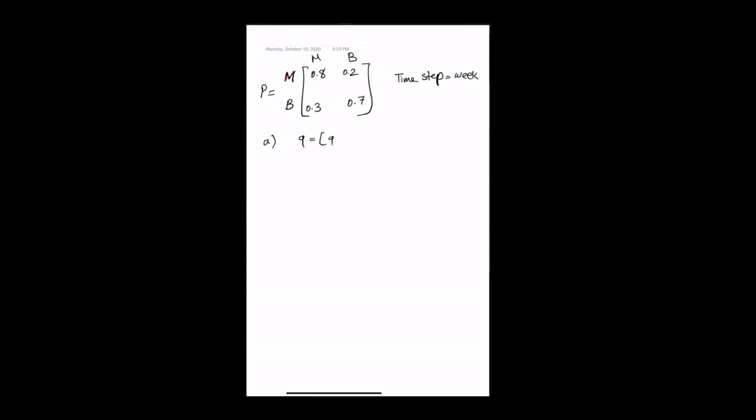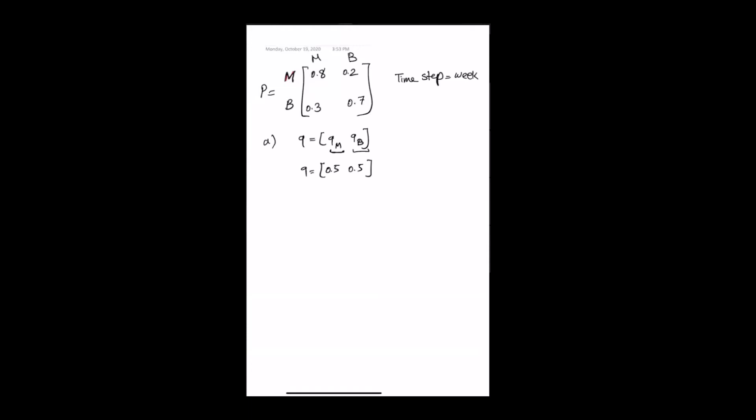So Q1 and Q2, or QM, let's say, and QB. QM is the chance that the system is in state M. That means if we pick any person, this person is eating in restaurant M, and QB is the chance that if you pick any person, that person is eating in restaurant B. So Q then is 0.5 and 0.5. So this is the situation right now.